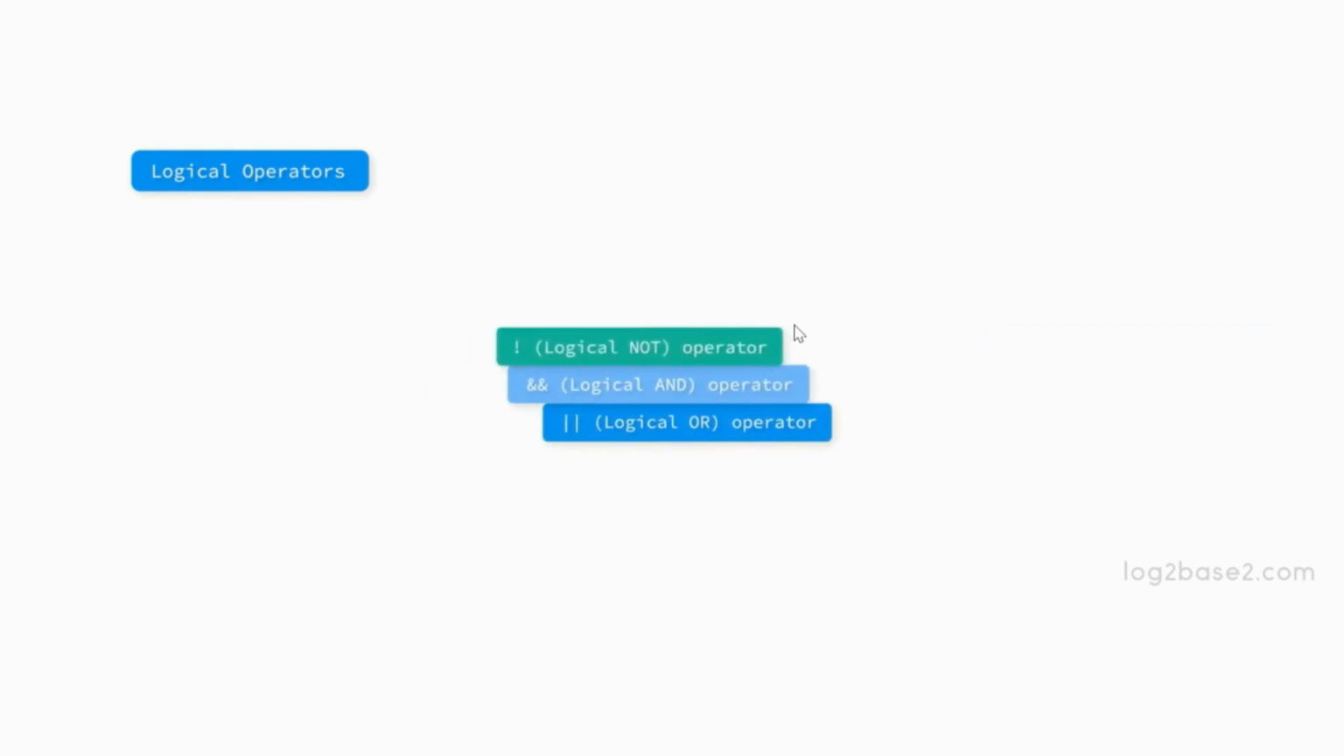So the logical operators are used to perform logical operations. In C, we have three logical operators: the logical OR operator, the logical AND operator, and the logical NOT operator. And these are denoted using these symbols. For logical OR, we have a double vertical bar, and for AND, we have a double ampersand, and for NOT, we have an exclamation mark.